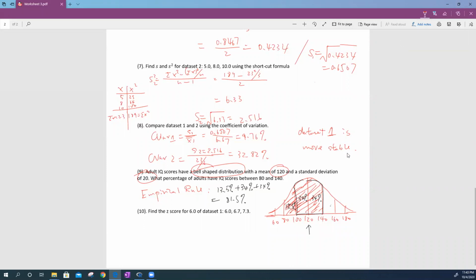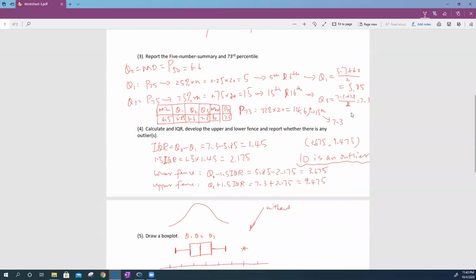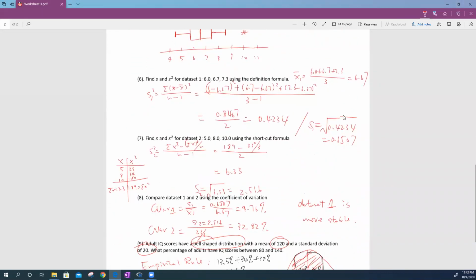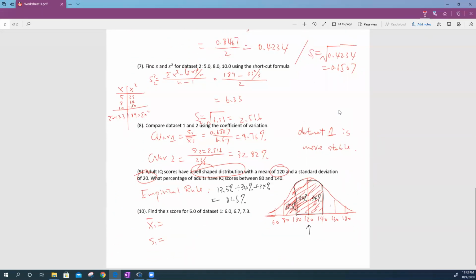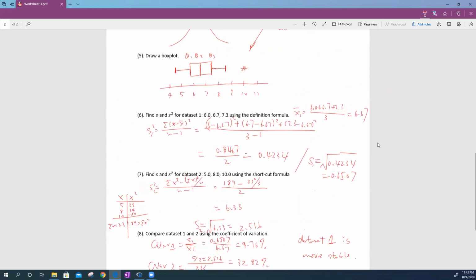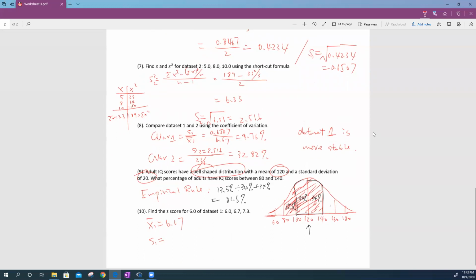Okay, let's look at the last question. The z-score for 6 of data set 1. X1 bar is what? The standard deviation. X1 bar, let's recall the calculation right here. 6.67. And standard deviation 0.6507.